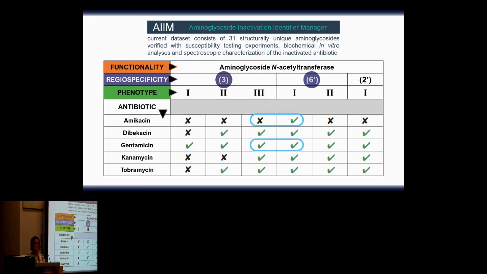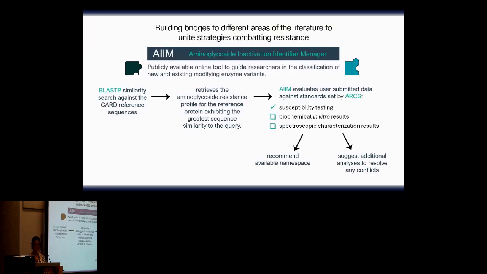Sometimes those antibiotics, it's not enough, and that's where determining the regiospecificity, where on the molecule that modification is happening, is going to be needed. And so this will allow us to recommend namespace for these modifying enzymes prior to publication, and also suggest additional analyses to resolve any conflicts. So again, really trying to solve that problem of preventing people from cherry picking what antibiotics are going to be in the susceptibility testing and relying on sequence similarity to tell them what the name of the enzyme should be.